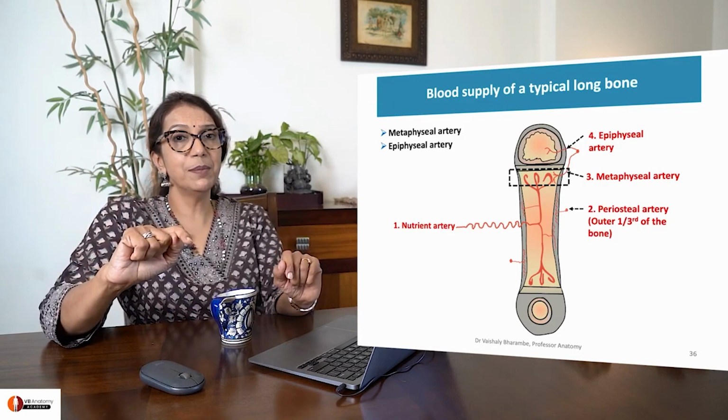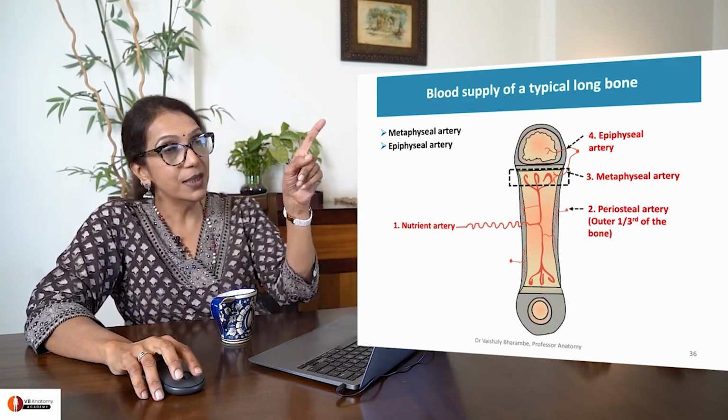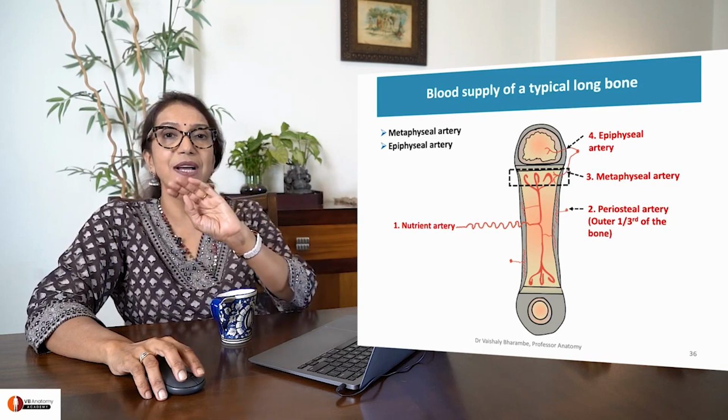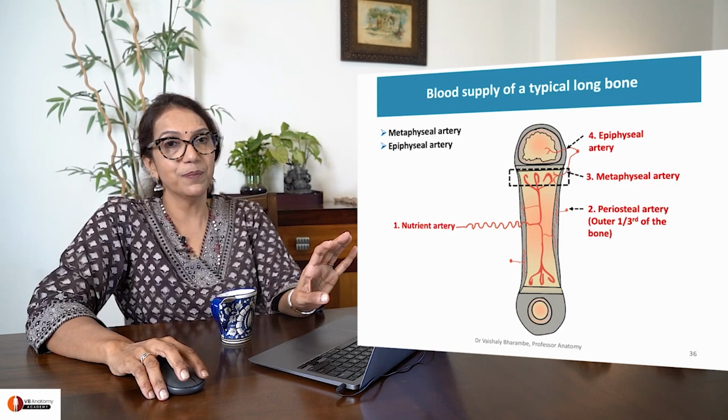All these arteries, remember, are going to anastomose. In that square area I have shown the metaphysis. Okay, metaphysis is therefore the most vascular area of the bone.